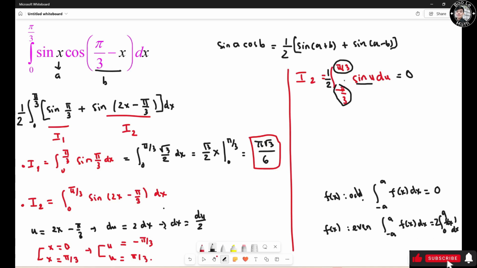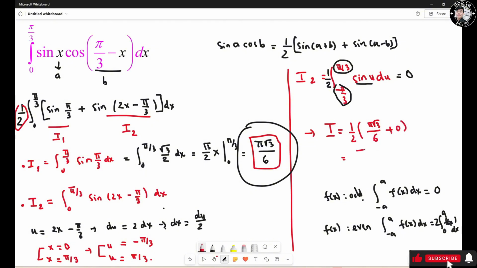Because I2 equals 0, we only have I1 left, right? Now I1 is this guy, and don't forget 1/2 right here. Alright, so finally I equals 1/2 times pi root 3 over 6 plus 0, right? So it's going to be pi root 3 over 12. This one is the final answer. If you have another way to solve this problem, please leave a comment.